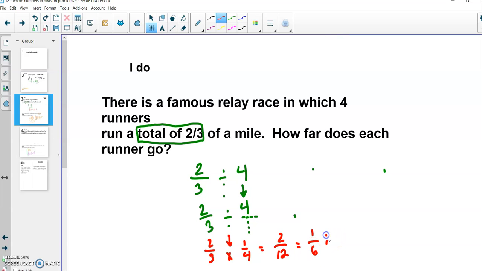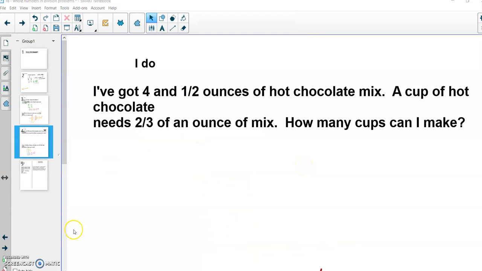So in this case, each runner runs 1/6 of a mile. Each 1/6, 1/6, 1/6, 1/6, and you would get 2/3. So that's how you deal with a whole number in a fraction division problem. Sometimes the whole number comes with a fraction too, and I also want to talk about dealing with that. So I want to do one more I do here before we go to a we do.